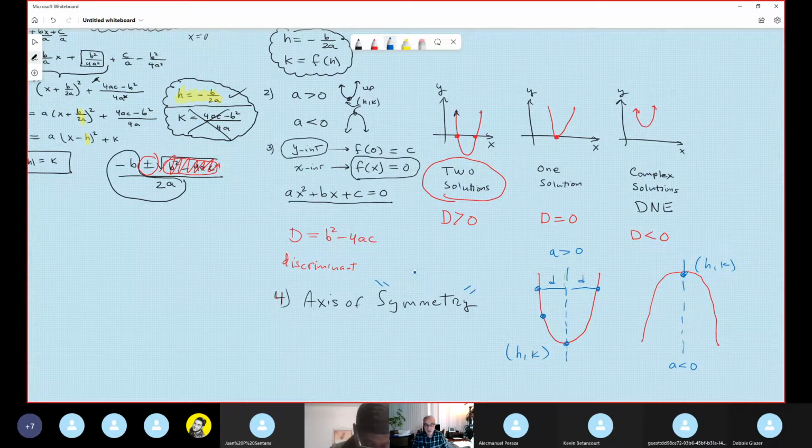And to see, I ask you, well, okay, what is the equation of the axis of symmetry? Well, it's a vertical line. And a vertical line is x equals something. And something what? The x component of the vertex is h. Boom. This is the equation of the axis of symmetry: x = h.